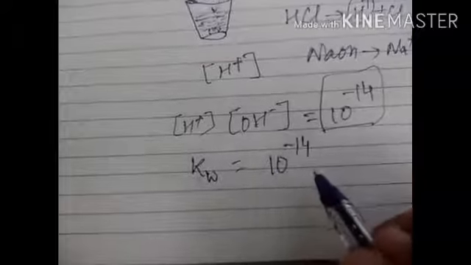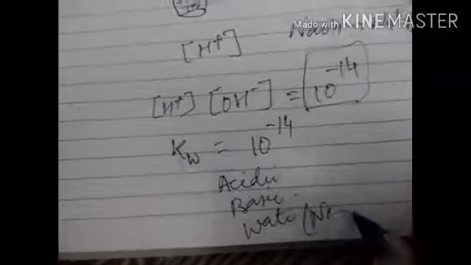So let us sum up: the ionic product of a water sample is 10 raised to the power of minus 14 at 25 degrees Celsius, no matter if the solution is acidic, no matter if it is basic, or no matter if it is simple water, that is, neutral.